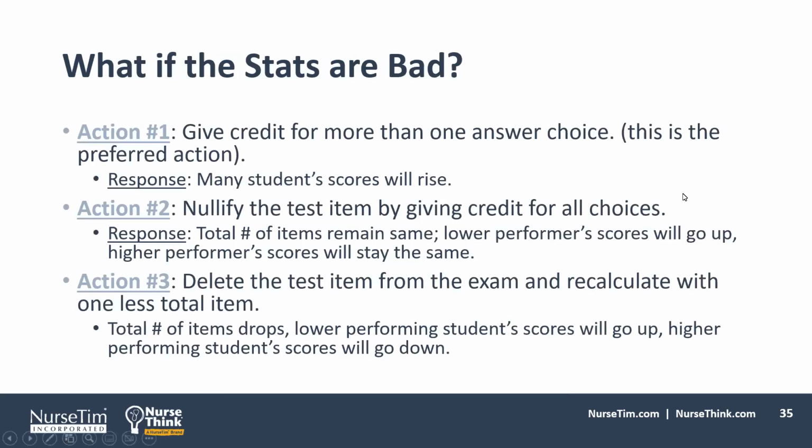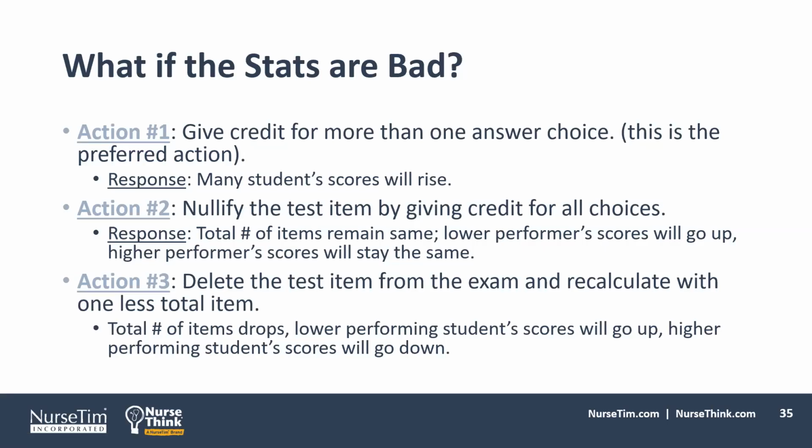So what do I do if those stats are bad? You need to think about how you're going to handle them. I encourage you to have a program-wide policy on how you're going to handle bad questions. You need to have consistency in the program or you're going to have student grievances. So my first option, if I've got a bad answer choice, is that I could give credit for more than one answer. And this is actually the preferred action.